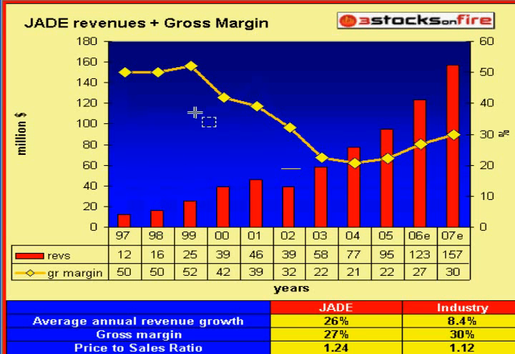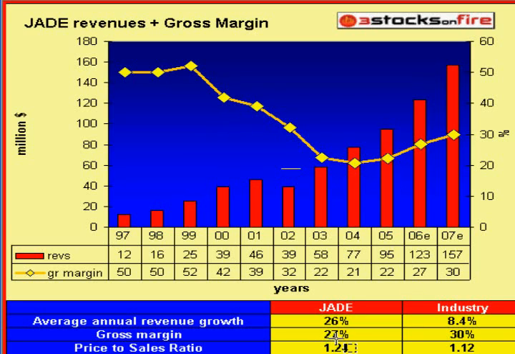Moving on. This is revenues since 97. There's strong growth here. Estimates for 07 are for 157 million in revenues, and the average annual revenue growth was 26%, and this 8.4% for the industry average is from the year-ago levels. It's not a long-term average, it's just for the previous year. So JADE has been outperforming the industry recently.